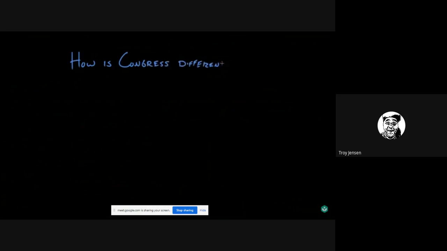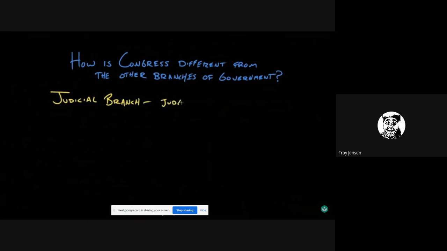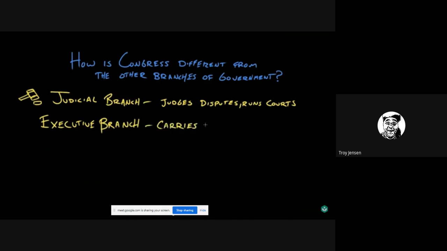So how is Congress different from the executive branch or the judicial branch? What are its powers? The way that the framers understood it was that each one would have their own job. So the judiciary obviously was there to judge disputes between people, to run the court system, etc. The executive was there to carry out the laws. And so the executive's job is to administer the law once it has been made. And of course, the legislature is there to legislate. So its main job was to make the law.